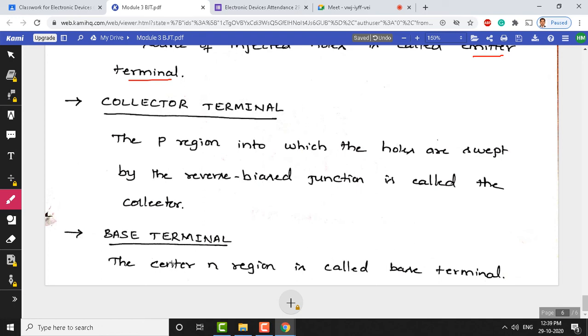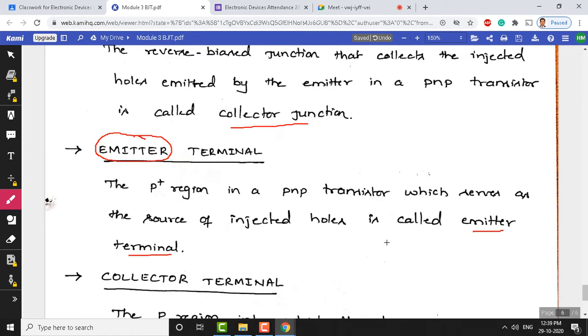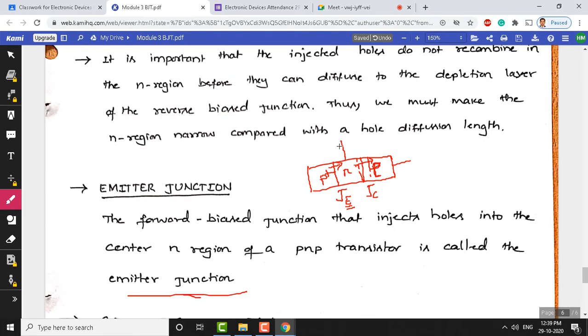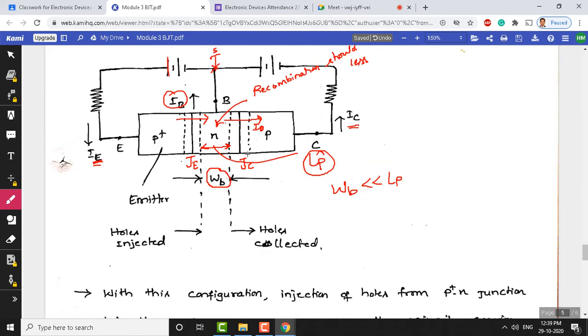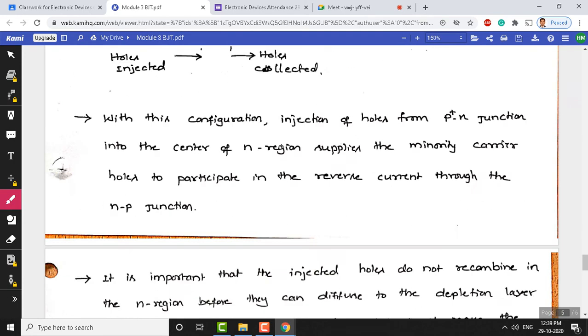Base terminal. The center N region is called the base terminal. In this diagram, you can see that the center region is the base, and if you attach a terminal to this region, it is called the base. This region must be narrow, and the length of the base should be very much less than the diffusion length for holes, so you are allowing less recombination within it. Meanwhile, if you have any questions, you can ask at this point.